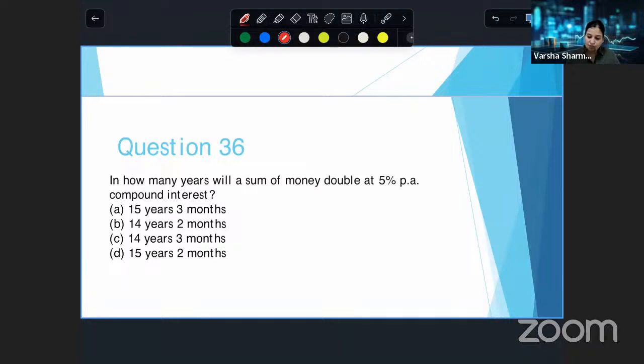In how many years will... nothing is given, so we will apply our formula. 72/r, 72/5, 14.4. So it's 14 years. 0.4 into 12, 5 months, no? 5 months. So nearest 14 years, 3 months.